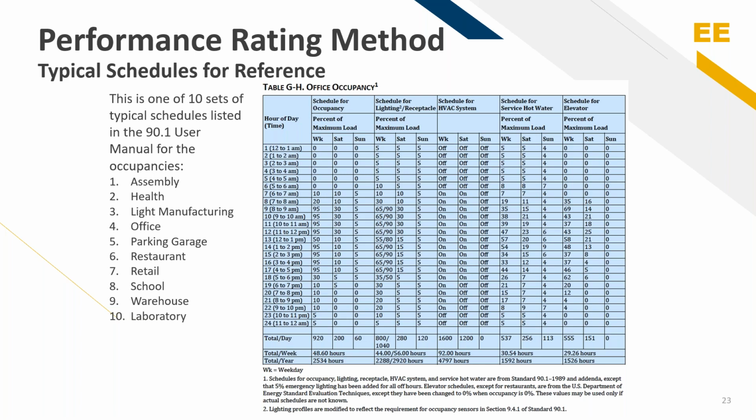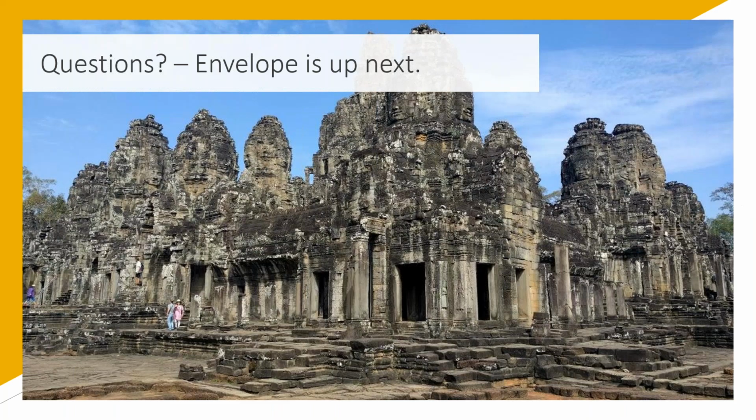But for each of the major building types, again, there's 10 of them here, there is a set of schedules that you can use, so it's a good starting point. So that's the high level overview. And then we're gonna quickly run through all of the individual sections, but if there's any immediate questions.